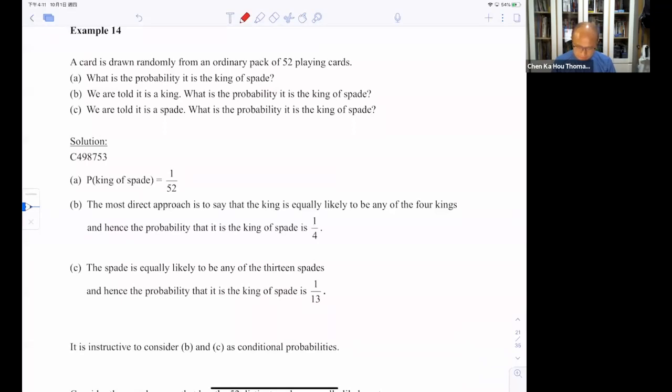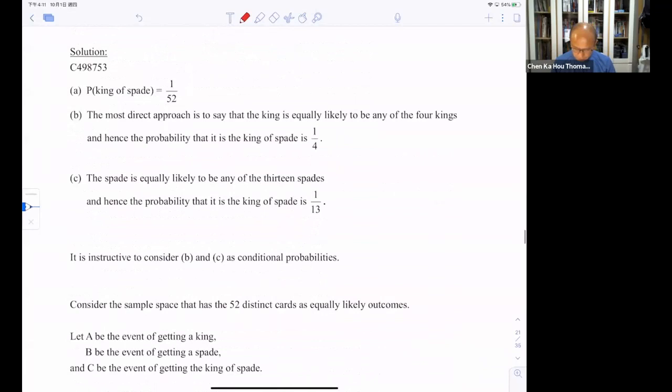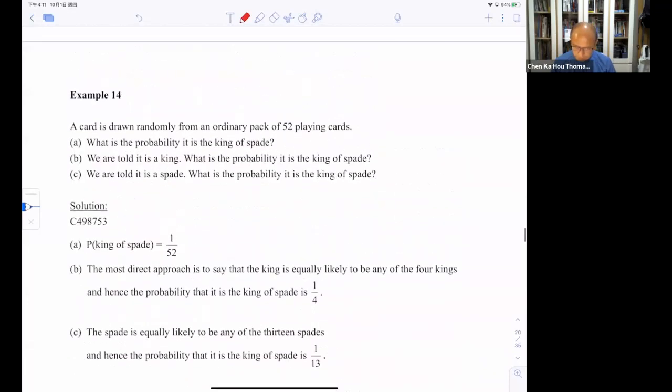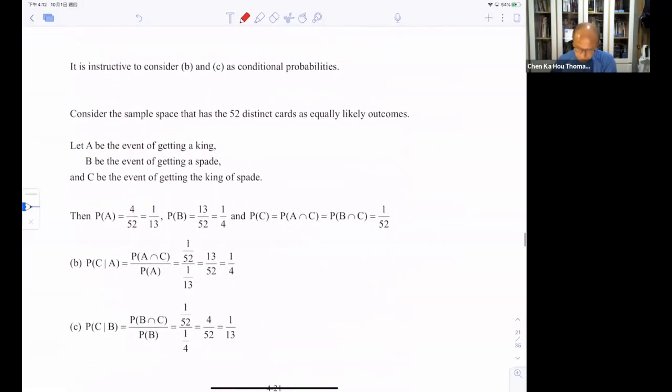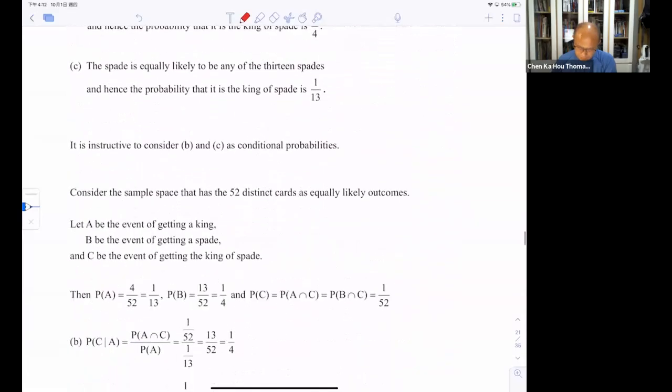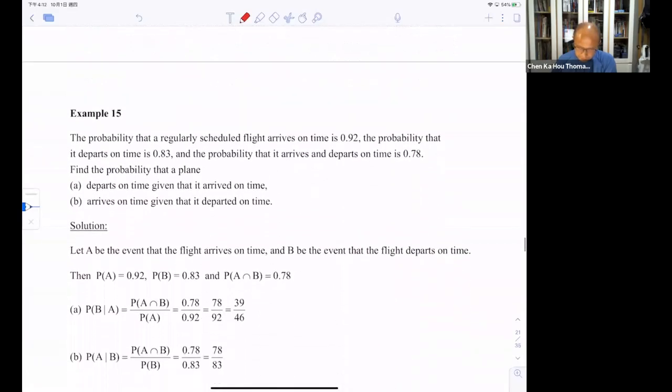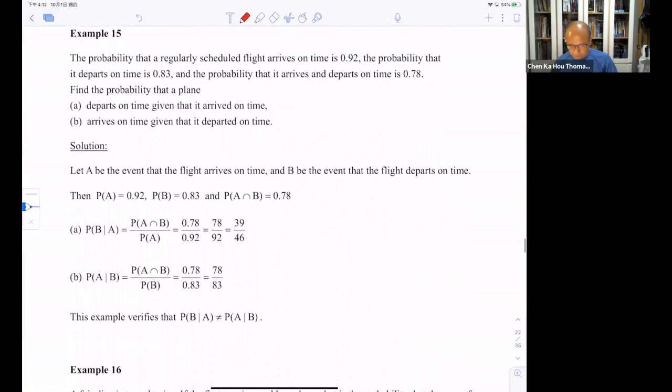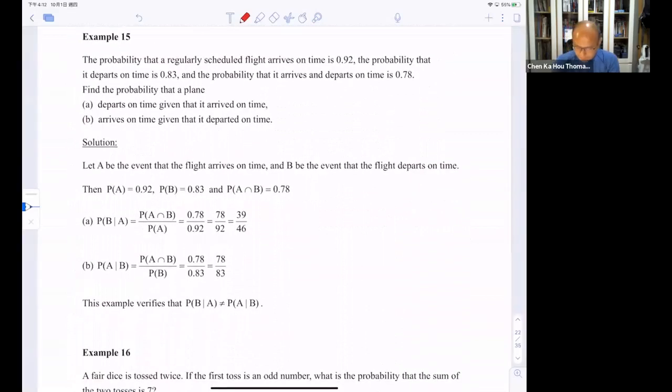Now this example, maybe you read it on your own. It's quite similar, it's just a conditional probability problem. Example 15.